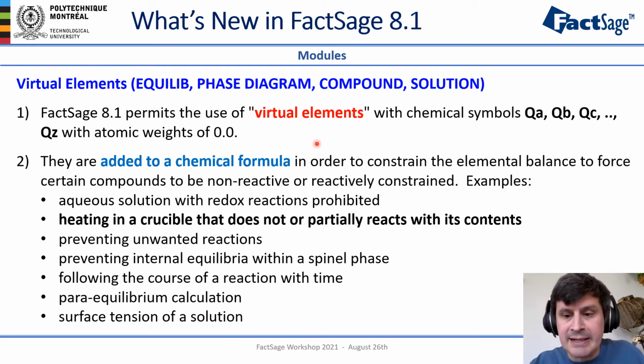You can then decide how some reactions are progressing as a function of alpha, which can be related with a time variable, for example, in the equilibrium module. Para-equilibrium calculations, but also to some degree some surface tension calculations, can be done with the addition of virtual elements.